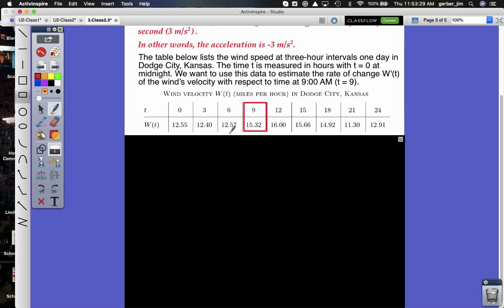It seems like the wind speed is increasing as we go across here. It goes from 12.57 up to 15.32 up to 16. So it seems like it's increasing. Now we have to be a little careful of that.